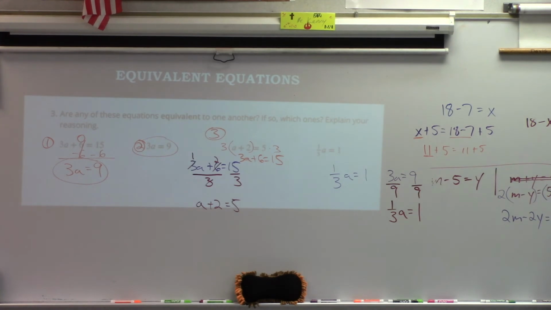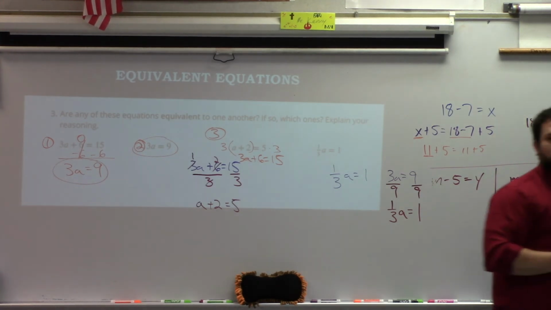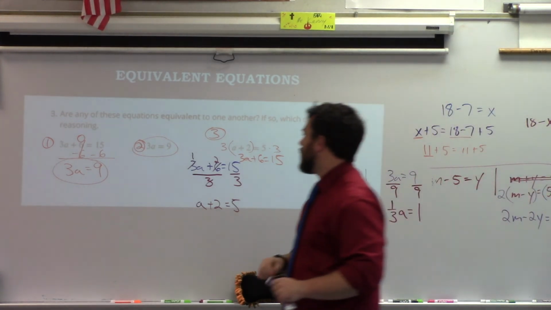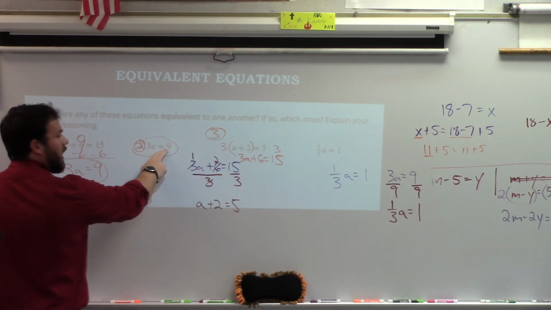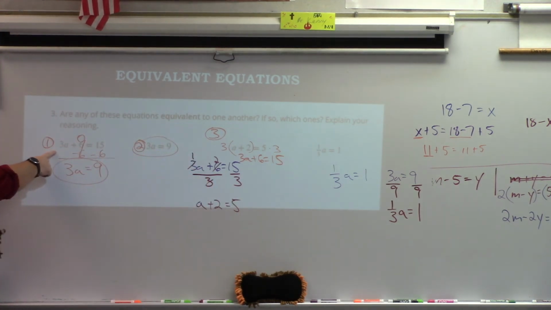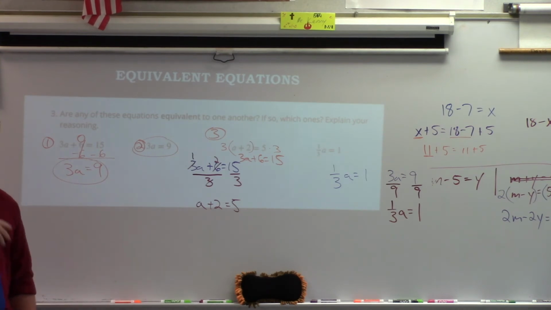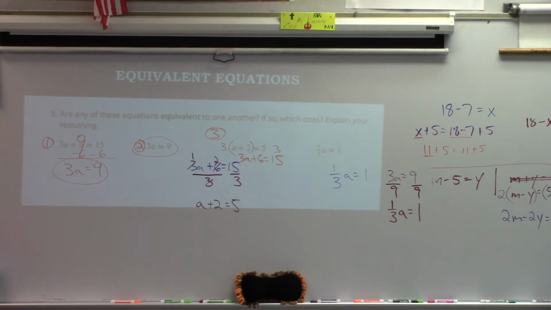So I want to point this out. Is 3a equal to 9 easier to work with than this first one? But it's still telling the same story. That's why we use inverses with those properties, so that we can deal with a simpler, easier equation.